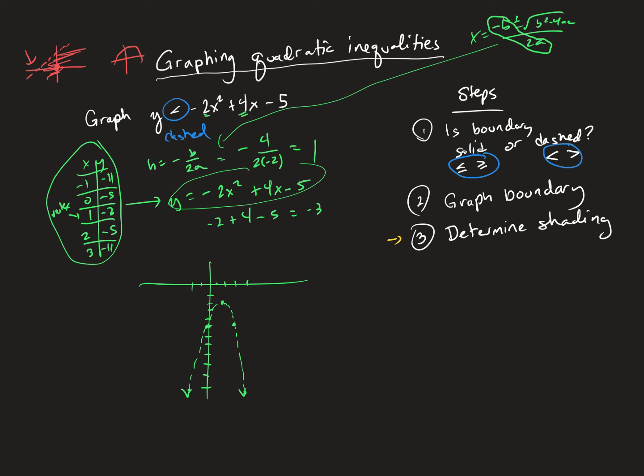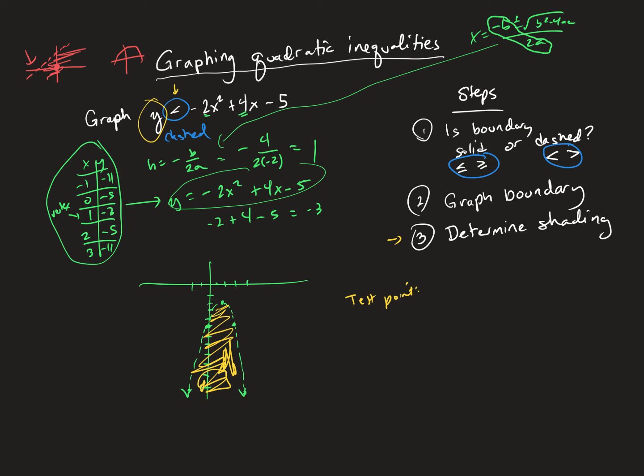To do that, there's a couple of ways of doing it. If your y was by itself to start with, you can look at the inequality direction and say y is less than. Well, y being less than means everything below a graph, because the y values are smaller below. If it was greater than, it would be above. So I can simply look at that, say this is below the graph, and I can shade below. But that's only if the y is by itself when you're looking at the inequality. Or I can do what we did before, which is a test point.